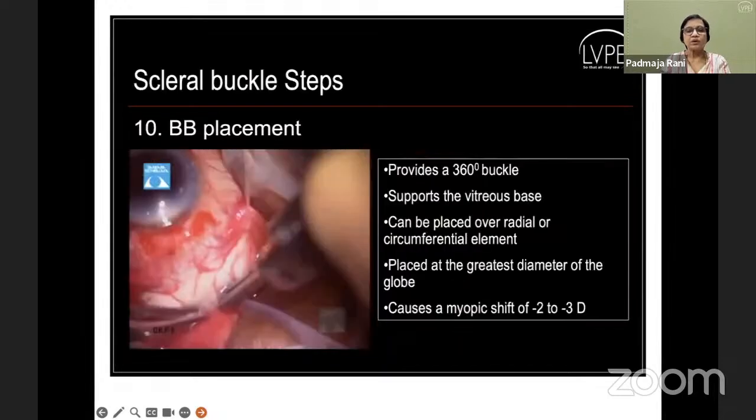And then the buckle placement. We do it mainly to create an artificial ora, and it supports the vitreous base. One should also keep in mind that the buckle refraction should not cross the indent, or the tightening of the belt or buckle sutures should not induce more than 1.5 to 2 diopters. This is something you should watch over in your buckle refractions, which you can usually take as final at around 3 months' time.